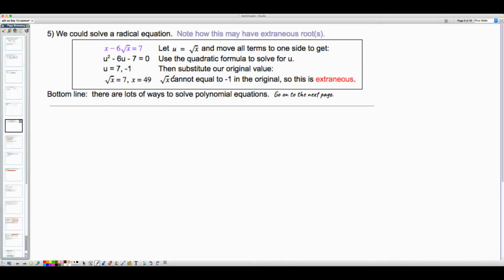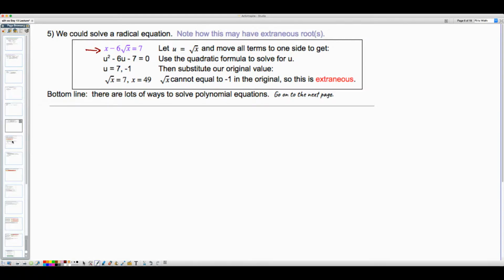I would get u is equal to 7 or -1. You can't have the square root of x equal to -1. That's going to be an imaginary root. It's not going to work. You can't have the square root of -1. So it will not work in the original equation. It's not that it's imaginary roots, it won't work in this original equation.